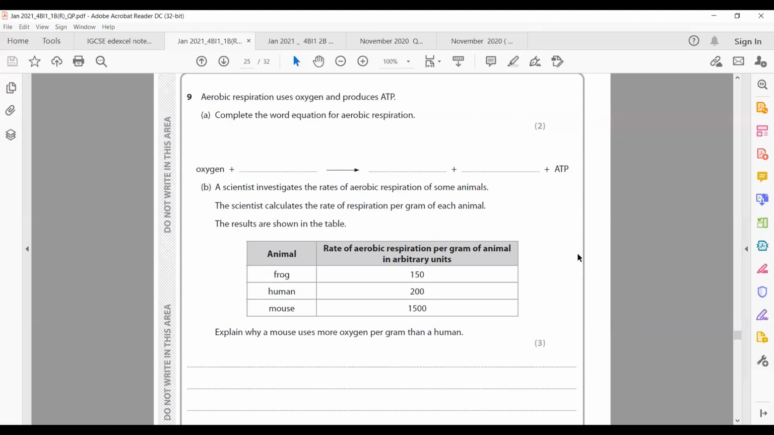Salma, number B. Scientists investigate the rates of aerobic respiration of some animals. The scientist calculates the rate of respiration per gram of each animal. The results are shown in the table. Okay, so for the frog, the rate of aerobic respiration per gram is 150, and for the human, it's 200, and for the mouse, it's 1,500. Explain why a mouse uses more oxygen per gram than a human.